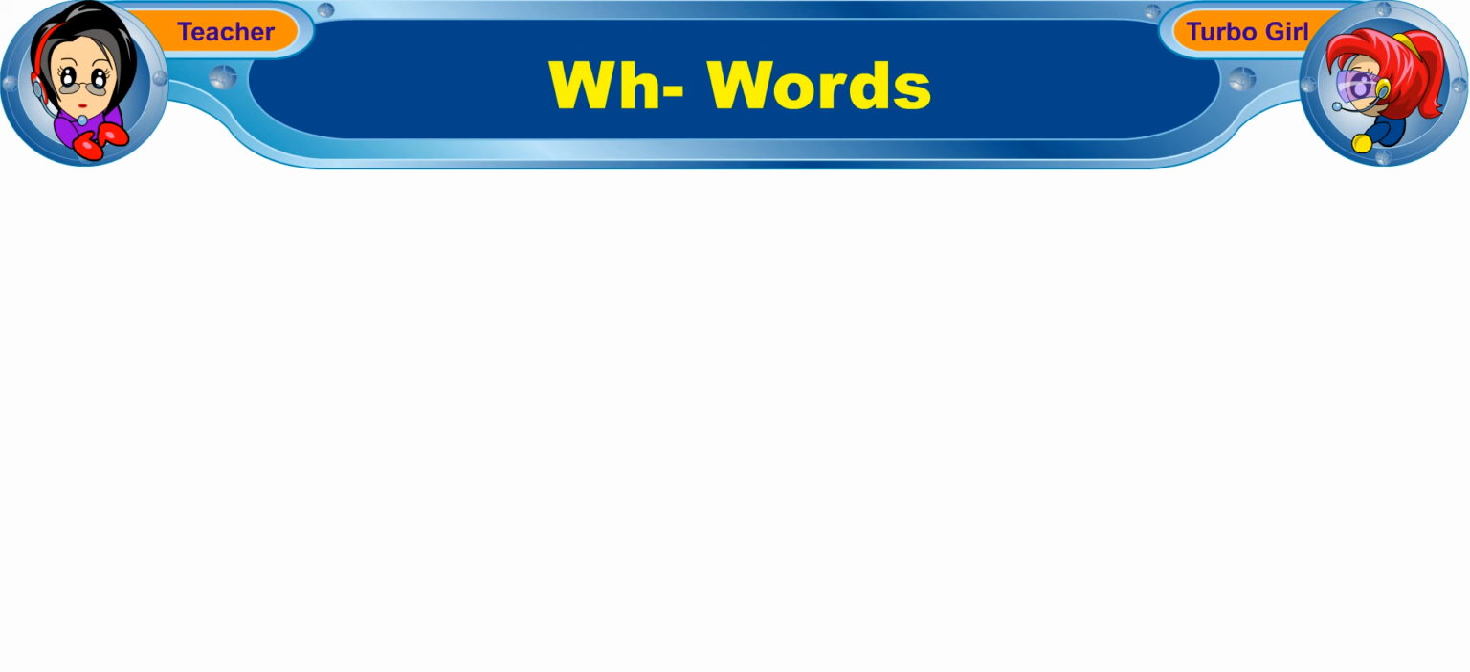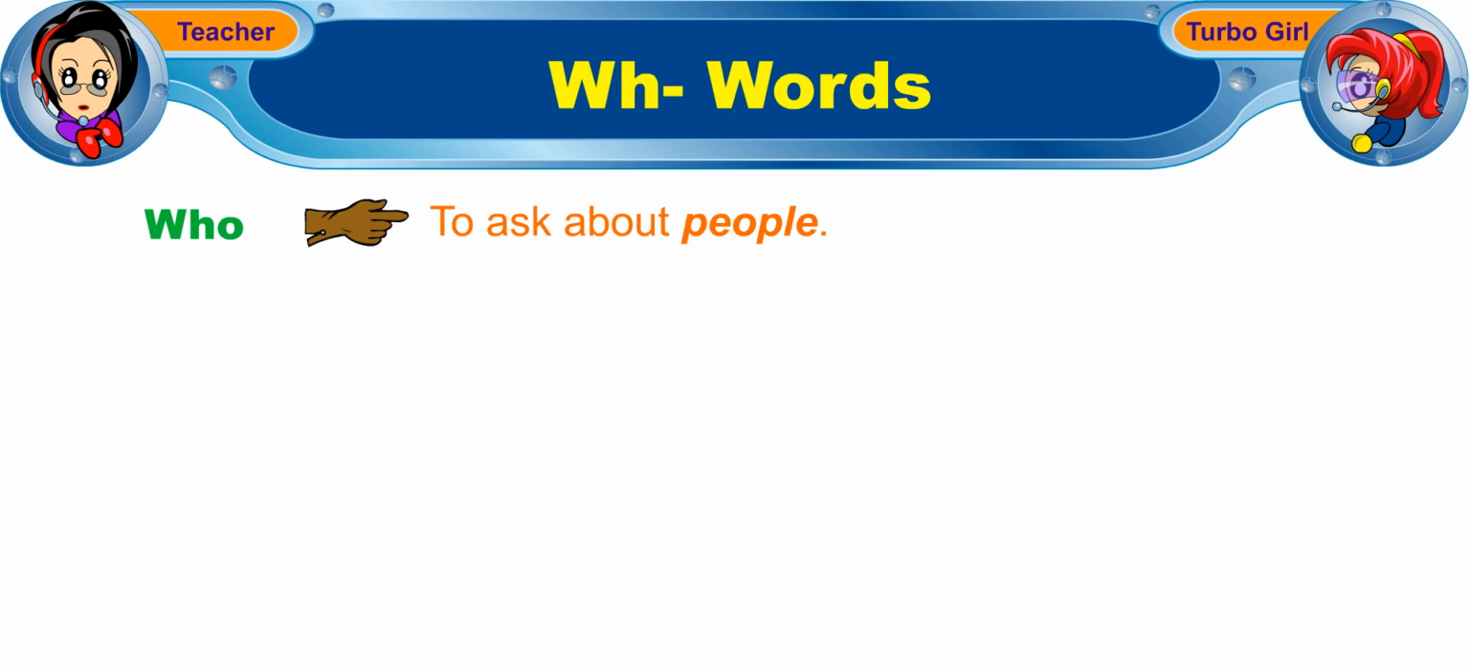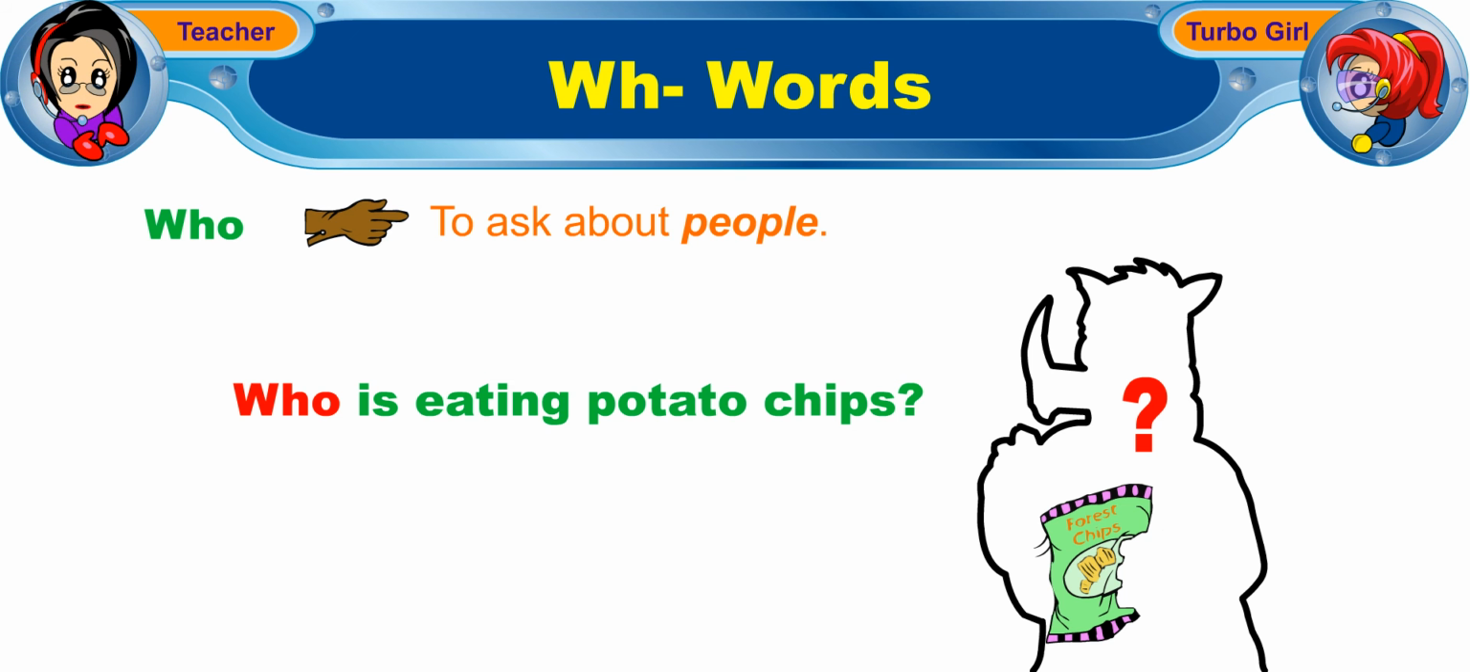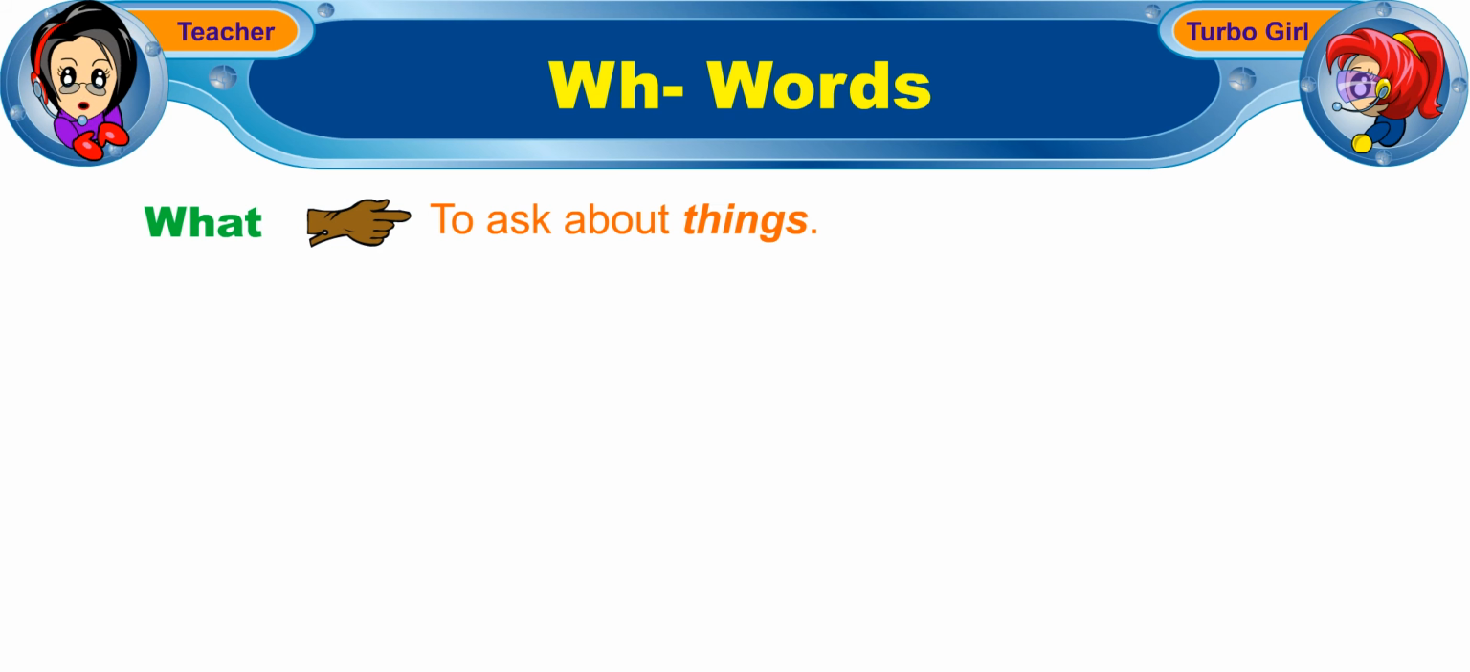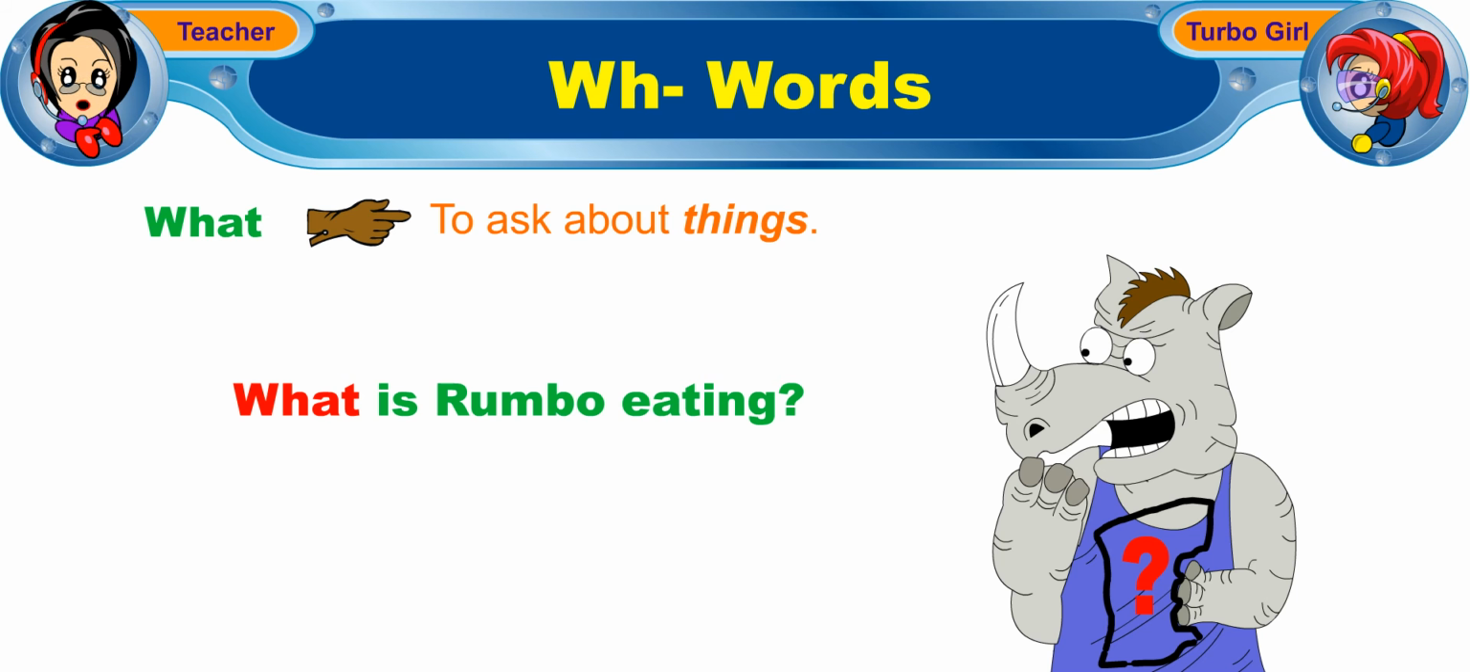Let's first look at the WH word who. We usually use who to ask about people. For example, who is eating potato chips? We usually use what to ask about things. For example, what is Rambo eating?